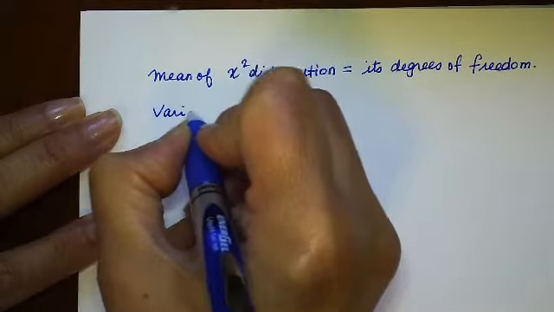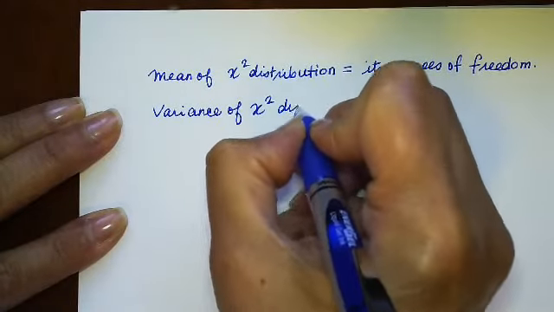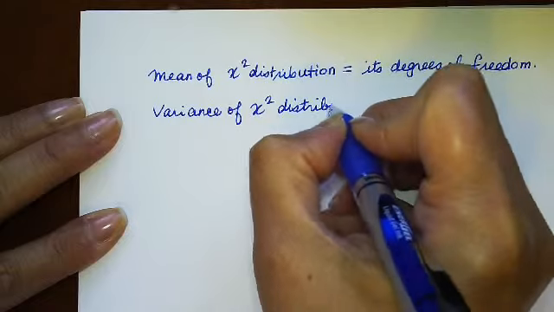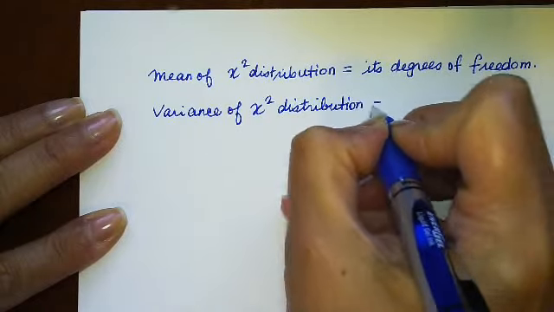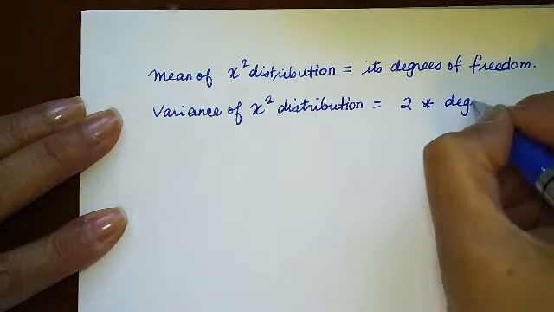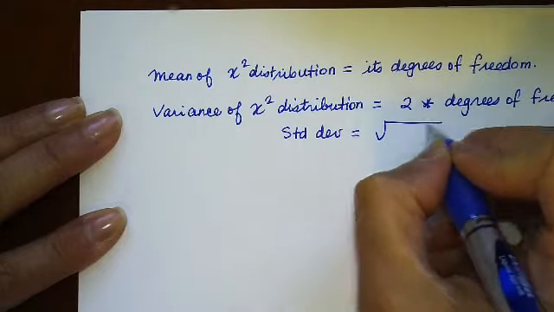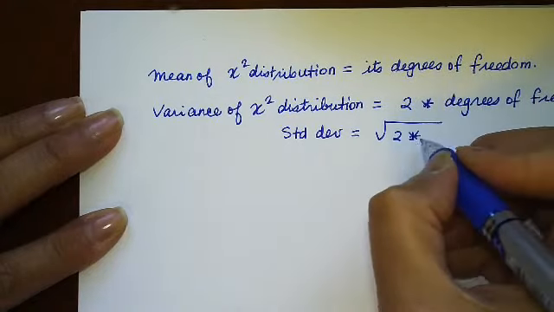And the variance of the chi-square distribution is equal to 2 times the degrees of freedom. Therefore, the standard deviation would be the square root of the variance.